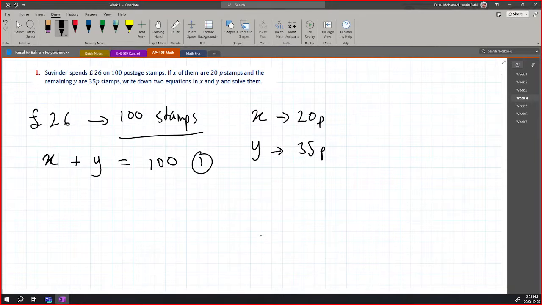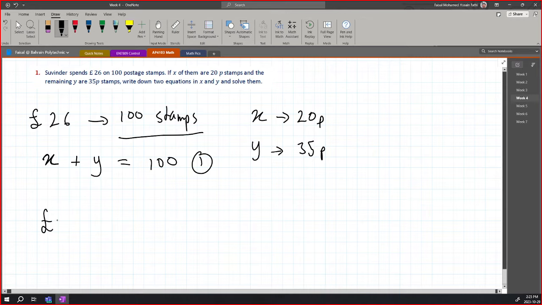Now, the 26 pounds. They tell you x is equal to 20 pence and y is in pence. So we have to do a little conversion of the pounds into pence to simplify. As I said earlier, 1 pound is equal to 100 pence. So 26 pounds is equal to 2600 pence. You just multiply by 100. All the units have to be the same, so we are talking in pence. Okay, this is the first step.